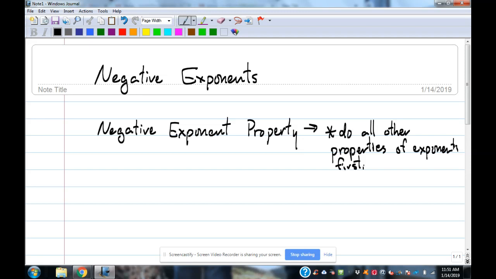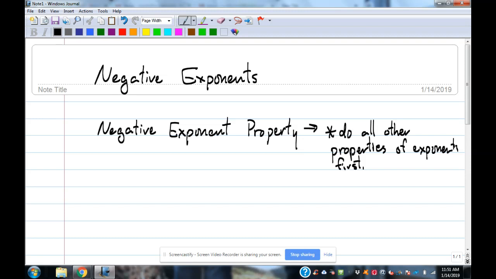The reason that I try to do it that way is because when I start a problem, if it's got negative exponents in it, and I start applying the negative exponent property before I do the other ones, I may have to go back and do the negative exponent property again. It'd be like putting your shoes on before you put your socks on, kind of thing. You're going to end up having to redo that, right? So that's the idea. If you'll do all of the other properties first, then you'll only have to apply the negative exponent property at the end.